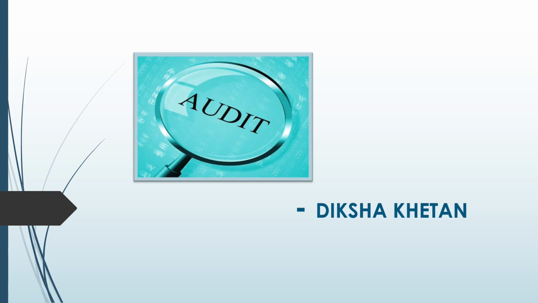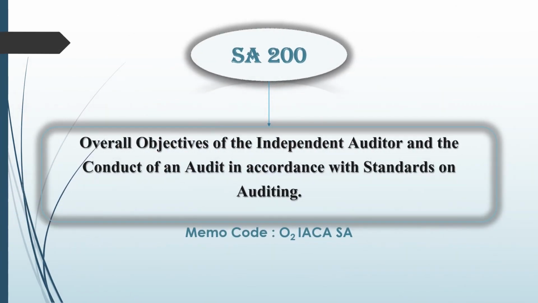What we are studying? As you can see in the caption, we are studying the topic of SA 200. If you haven't seen my previous video, you have to pause this video. Before watching this video, it is necessary to watch my previous video. So what are you waiting for? Go and watch it now. Hurry up. SA 200. So what's the name of SA 200? Overall objectives of the independent auditor and the conduct of an audit in accordance with standards on auditing.